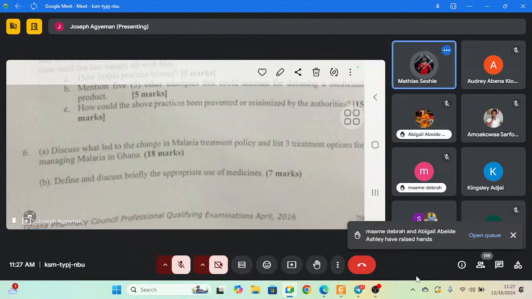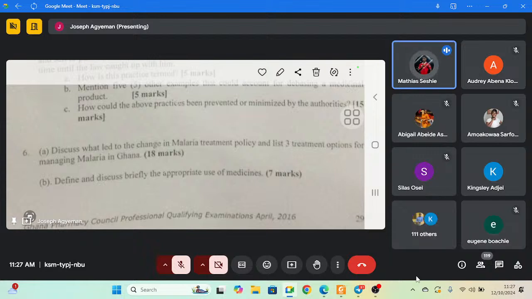Mami Deborah and Abigail, please, you raised your hands. Doc, please, can you say that new evidence on a drug that can treat the condition better has been discovered? Yeah, but you still need to consider cost. So it goes back to the essential medicines list. If it is better and it can treat, but we can't afford it, then you don't need to change the policy.